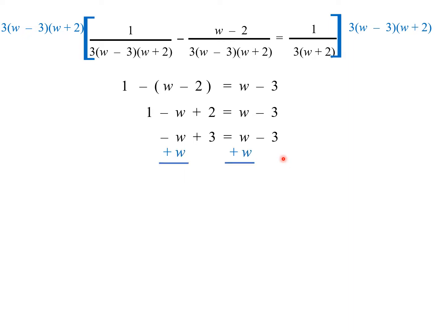All right, let's see what I'm going to do. I want to add w to both sides, and I'm going to add 3 to both sides. Then divide out the 2. And I get w is equal to 3.